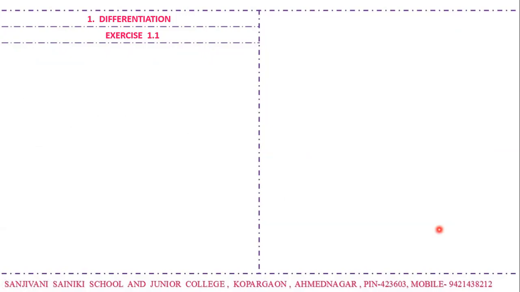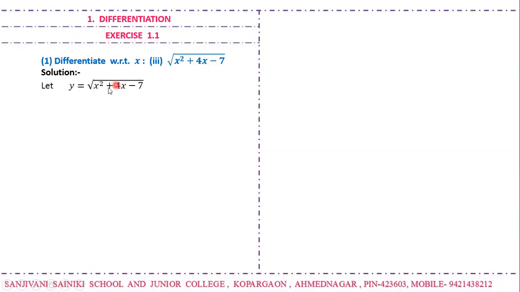The next example is differentiate with respect to x, square root of x square plus 4x minus 7. Let y is equal to square root of x square plus 4x minus 7.